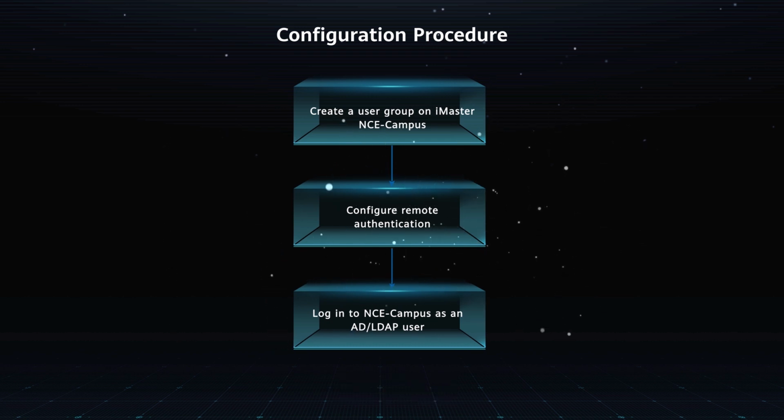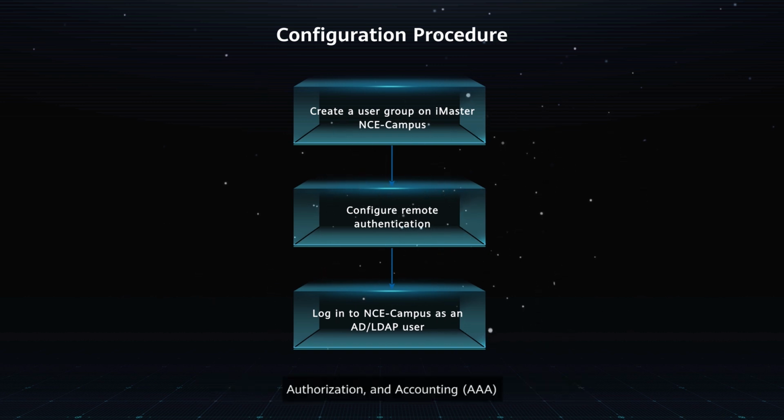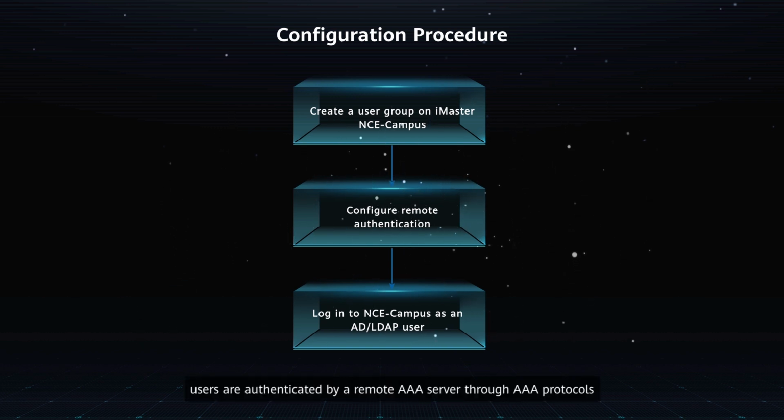Function description. User authentication modes include local authentication and remote authentication. If remote authentication is enabled, the local system can interconnect with a third-party system to implement authentication, authorization, and accounting, that is, AAA. After the interconnection is complete, users are remotely authenticated by the third-party system instead of the local system. In remote authentication, users are authenticated by a remote AAA server through AAA protocols.